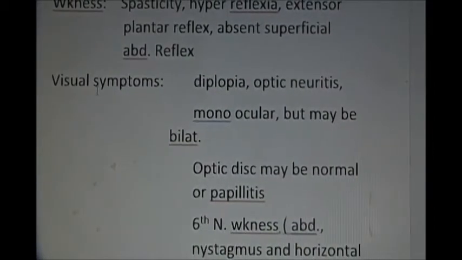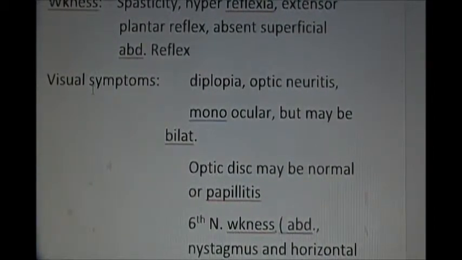Visual disturbances. The optic nerve is a nerve which traverses in the middle of the brain from the front to the back. So it's very common to have features of disturbances of the vision. There may be diplopia, optic neuritis, maybe monocular, but maybe bilateral. The optic disc, how is it? It may be normal, or there may be papillitis.